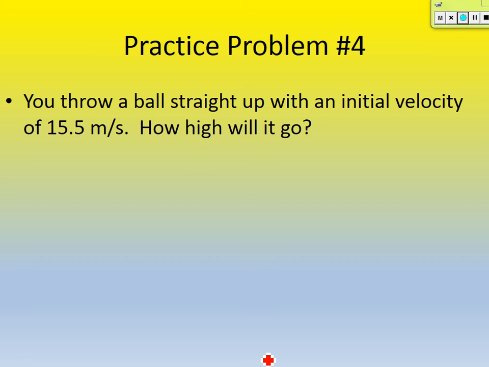Okay, so this one's a little bit different. Let's draw the picture. Step number 1, draw a picture. Okay, we're standing on the ground. We're going to throw this ball straight up. It's going to go up to some height, and then it's going to come back down. Okay, and so there's our picture. Now, step 2, let's separate the vertical and the horizontal components of its motion. And step 3 says to list all of the known variables.